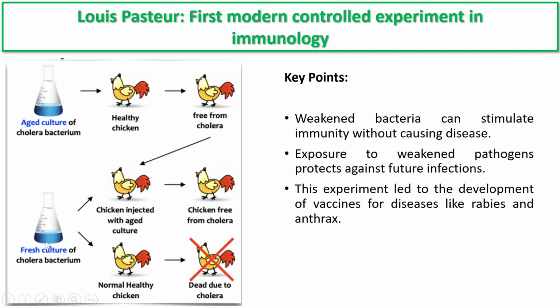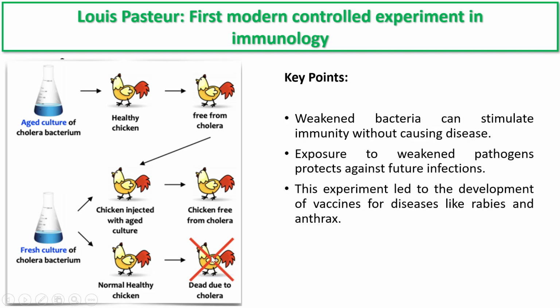So when he infected this particular chicken with this fresh culture, this chicken had developed immunity because it was previously infected with this old culture. So because of the immunity, when it received the new culture infection, its body itself fought that infection and it did not get any disease. But at the same time, when he infected a fresh, healthy chicken, it died directly because it did not have any previous immunity from that old culture.